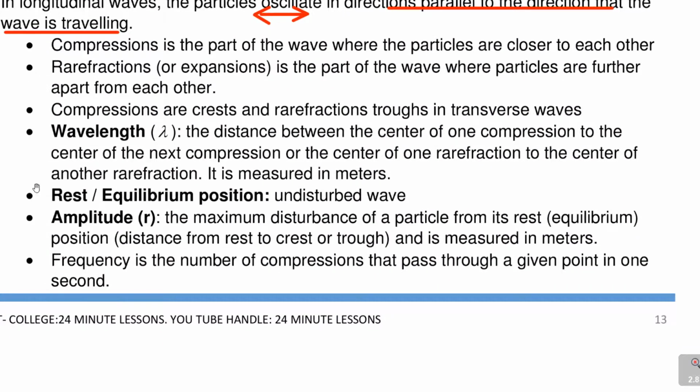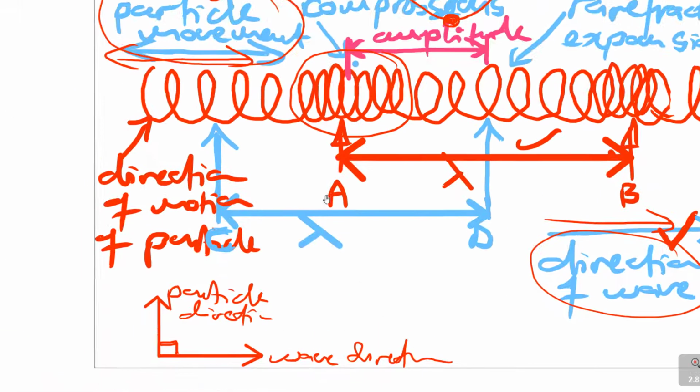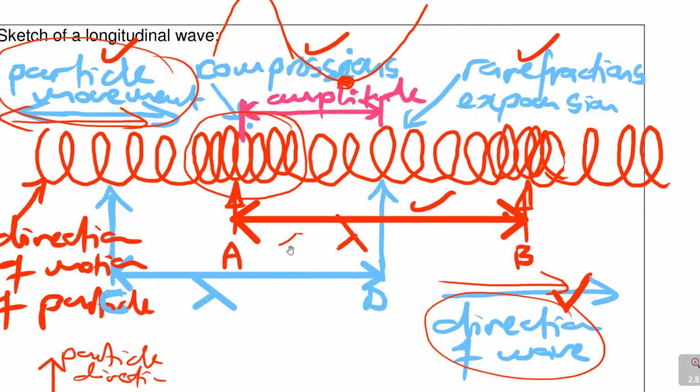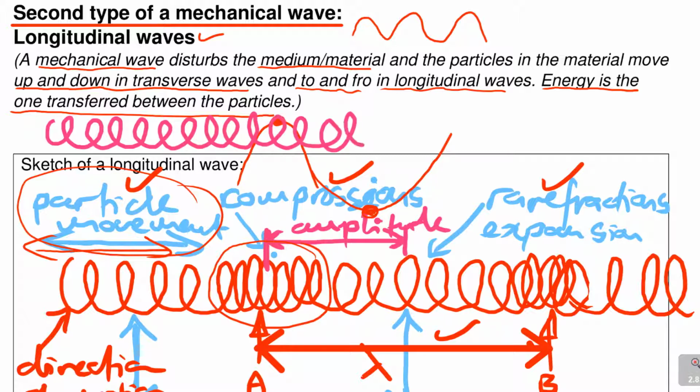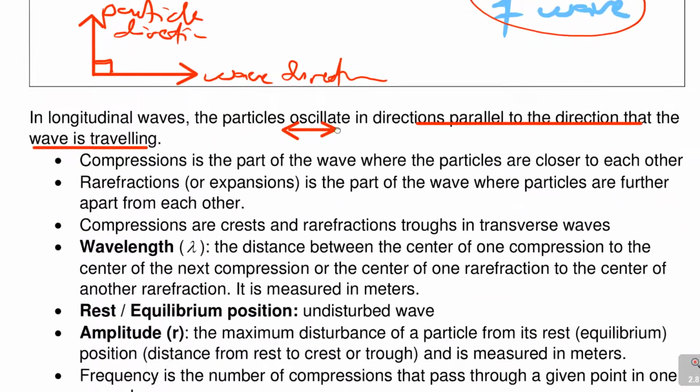And then remember, in meters, rest or equilibrium position, this is the undisturbed wave. It is the wave that is undisturbed. If I can sketch an undisturbed wave, this is a wave that is uniformly like that. There is no motion in that wave, it's just a uniform wave. That is an undisturbed wave.